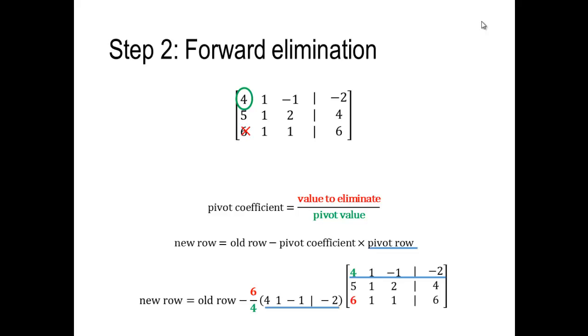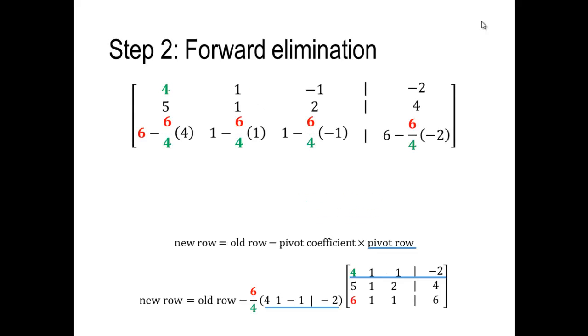Let's go ahead and see how this works out. We leave the top 2 rows the way they were because it's only the bottom row, the row with a 6 in it, that we're trying to replace. Each value in this row we replace by taking the value in the old row and subtracting the pivot coefficient, 6 over 4, times the corresponding value in the pivot row. When you do all the math, we end up with this, our new matrix. So we've eliminated one value. That's great. The 6 has been changed to a 0.